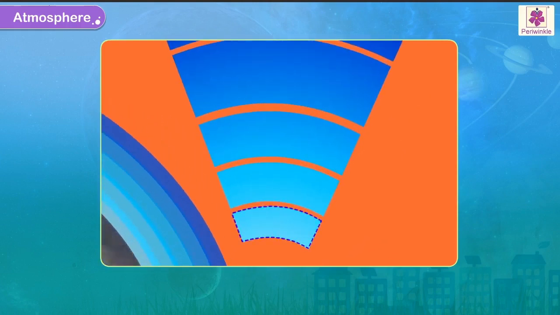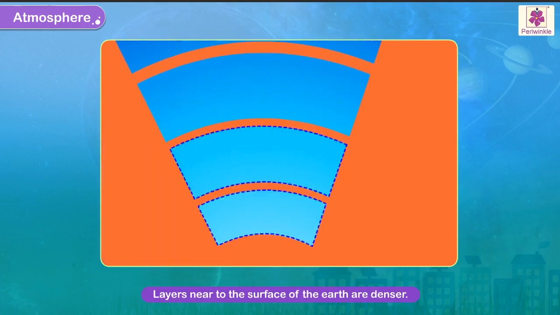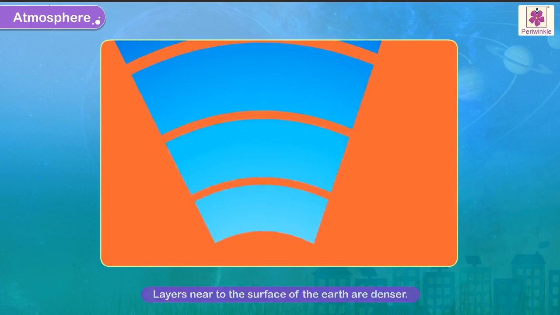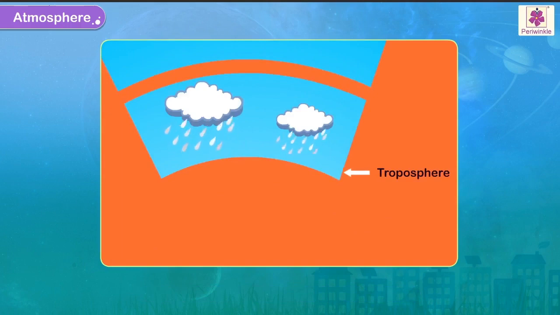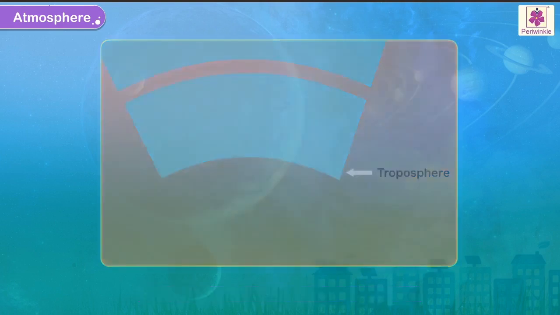Troposphere is the first layer above the surface of the earth. The layers of the atmosphere near to the surface of the earth are denser than the ones further away. Weather changes occur in troposphere. This is the layer where clouds are formed and rainfall or precipitation occurs.